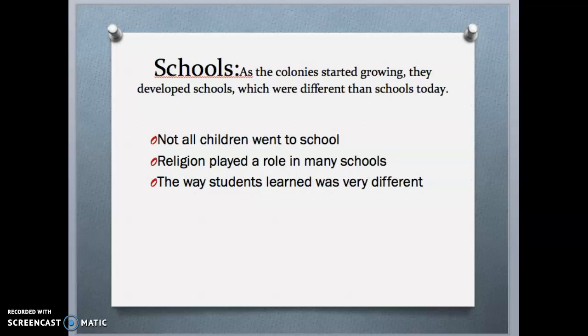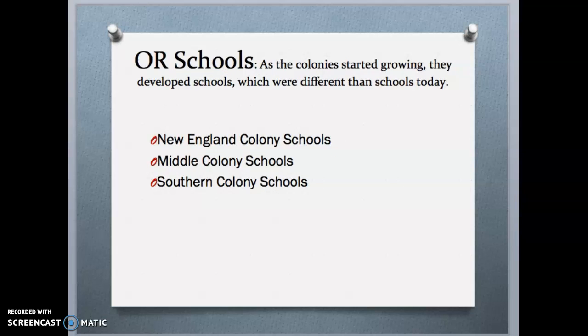I want to show you the same topic idea, organized a little bit differently. So if I'm still talking about schools, and I still have, as the colony started growing, they developed schools, which were different than schools today. I noticed when I looked back at my notes that I wrote about New England colony schools, middle colony schools, and then southern colony schools in my notes, because that's how the author of my main text organized things.